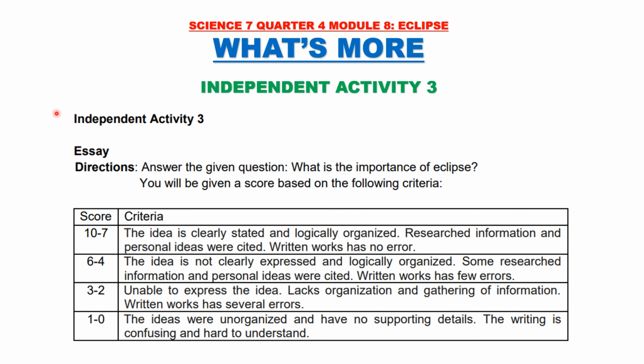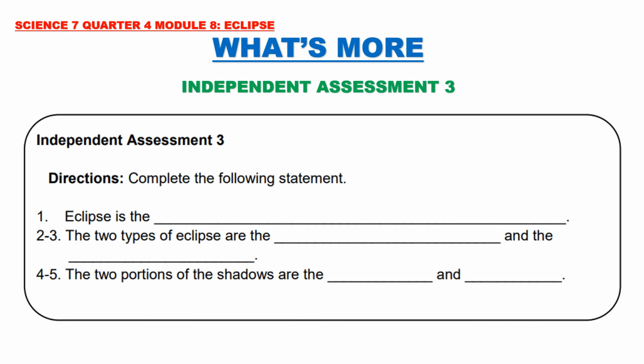Independent Activity 3, Essay. Answer the given question. What is the importance of eclipse? You will be given a score based on the following criteria. For you to be able to get a perfect score, the idea must be clearly stated and logically organized, research information and personal ideas were cited, and the written work has no error. Independent Assessment 3. Complete the following statement.